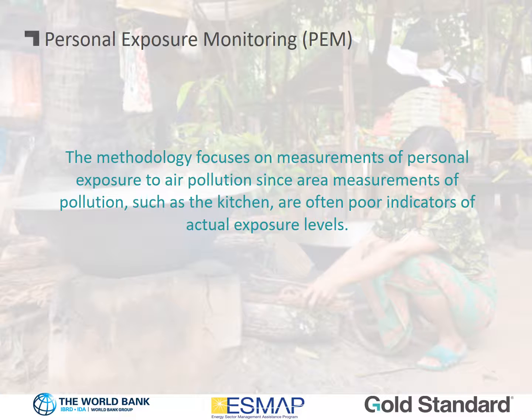Personal exposure monitoring, or PEM, is the measure of an individual's exposure to a specific air pollutant. In our case, we're looking at PM 2.5, but this could also be the personal exposure of carbon monoxide or ozone or other pollutants that people are exposed to. This methodology focuses on exposure to air pollution in the form of PM 2.5 and is largely driven by PM 2.5 concentrations in the kitchen. However, kitchen concentrations are not great indicators of actual exposure levels because of the variable other sources of PM 2.5 that a person is exposed to throughout the day.